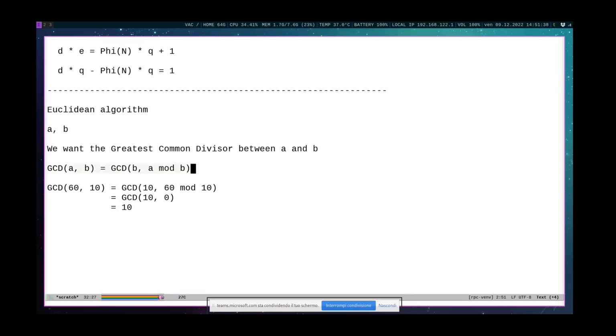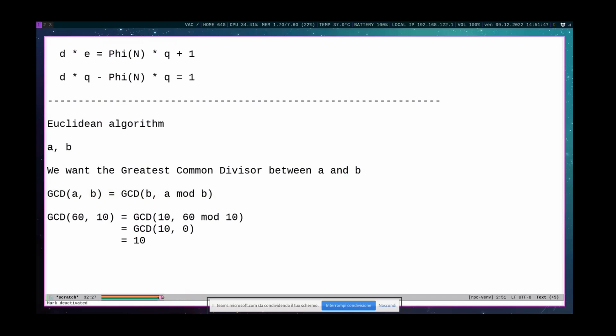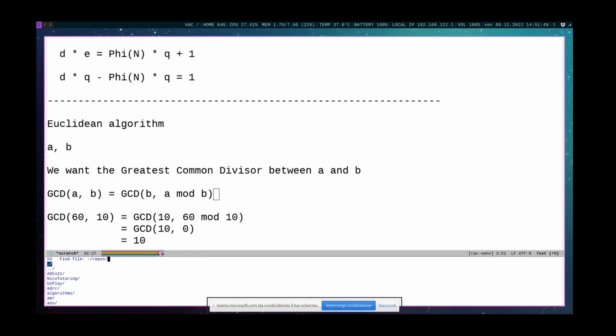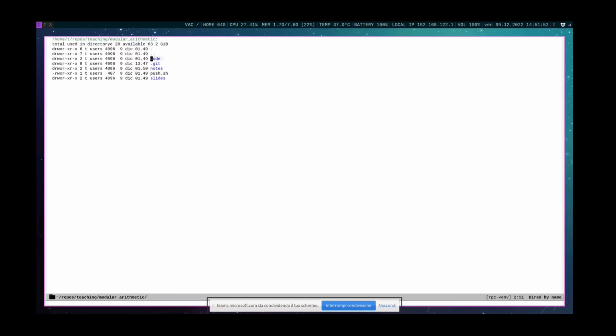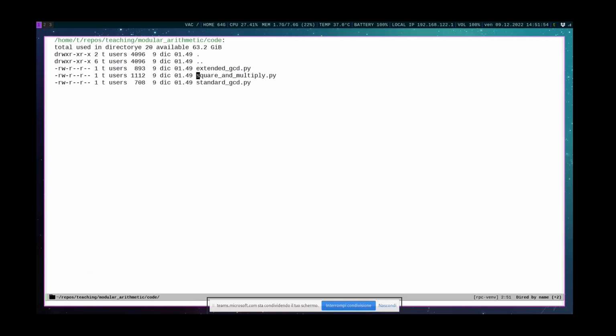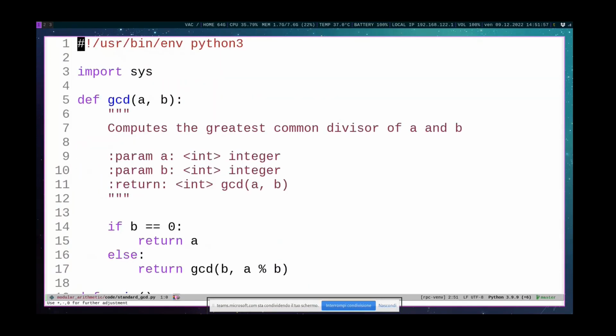So essentially you do this, and the algorithm that implements this idea simply executes this step. I think I have the code here, the standard Euclidean. You have A and B. You check: if B is 0, you just return A. Otherwise, you return a recursive call with the swap. Instead of A and B, you have B and A modulo B. And this gives you the GCD.